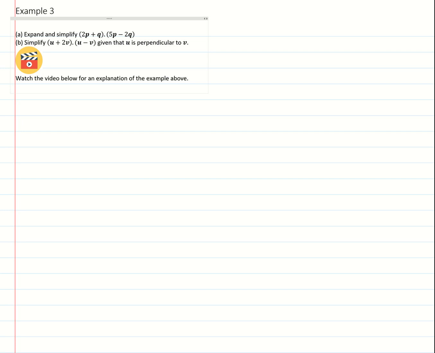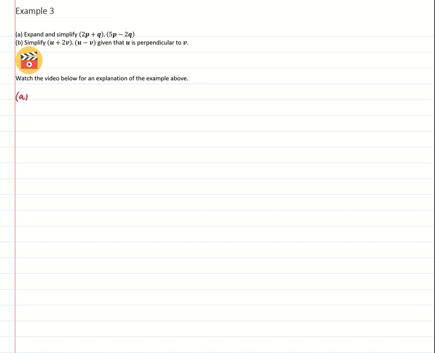All right, so welcome to example 3, which is really algebraic properties of the scalar product. So let's begin. The first one just asks us to expand and simplify this binomial product. So we have to use FOIL or whatever it is you learned last year, basically a quadratic type expansion. Binomial expansion is its proper name.